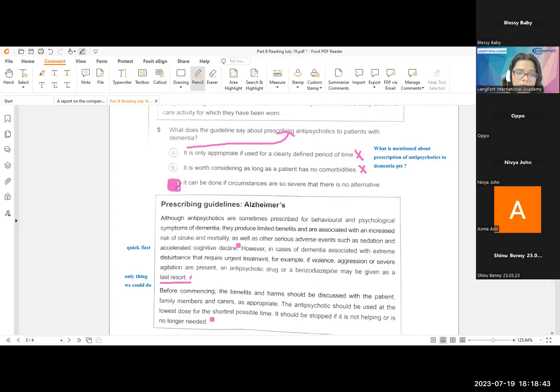Smita, can you read option C for me, please? "It can be done if circumstances are so severe that there is no alternative." Right? Last resort, right? It can be done if circumstances are so severe that there is no other option. That is the only thing we could do as a last resort. So that's why C is the answer. Okay, all right, so this is pretty straightforward. Very good extract, very good question as well.